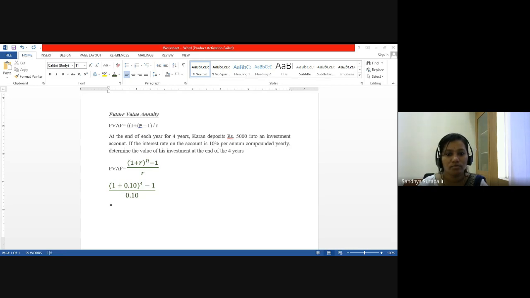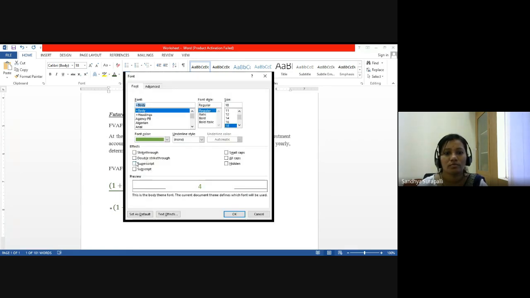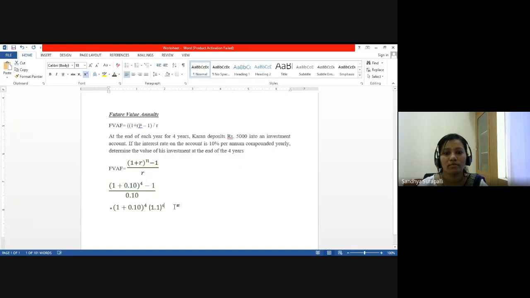Or okay, let me divide it this way. Suppose first you calculate the value of 1 plus 0.1 to the power 4. What is its value? It will be 1.1 to the power 4. Tell me, how much is this?